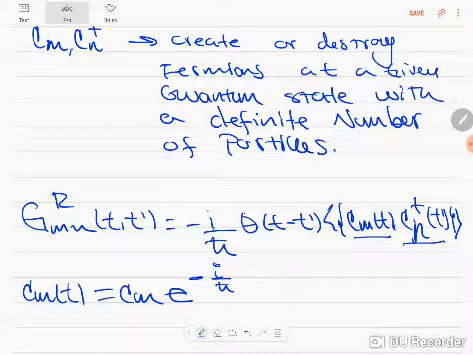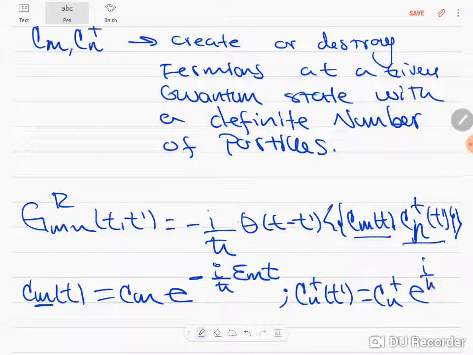Since we are in the particle number basis already, this is accompanied by E sub m, which represents the energy of the quantum state labeled by m, times t. The same we can say for Cn dagger of t prime, which is just Cn dagger times the phase factor e to the i over h bar En t prime.